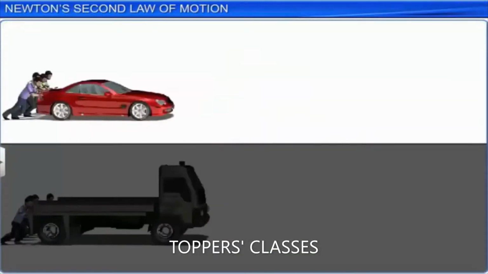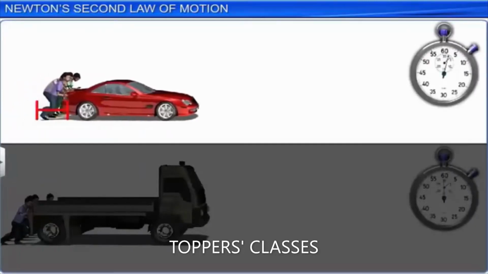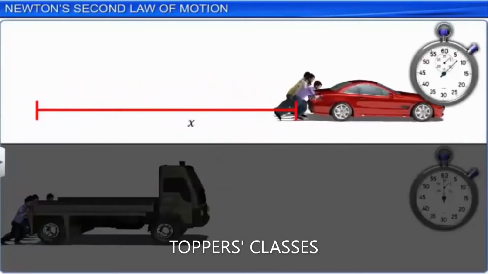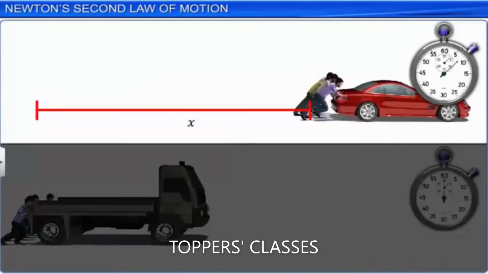Now, let us look at another example, where the body is at rest initially. That is, it has zero momentum, and by the application of a force for a certain time, it acquires some momentum. A small car is at rest. 4 persons push the car for a certain length of time, at the end of which the car moves with a certain velocity. We say that the car has acquired momentum. A truck is at rest.